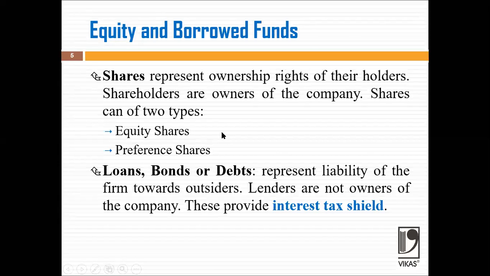Then loans, bonds, or debts represent the liability of the firm towards outsiders, right? They represent the loan, bond, or debts. So they represent the liability of the firm towards outsiders. Lenders are not owners of the company.